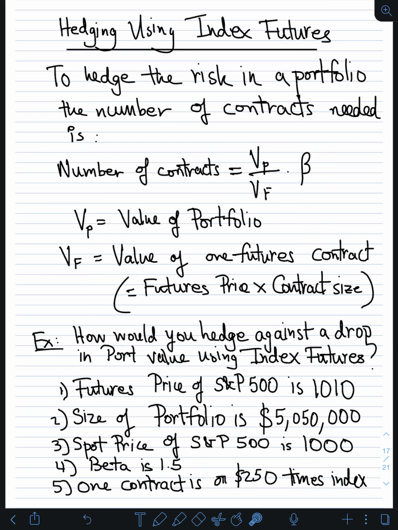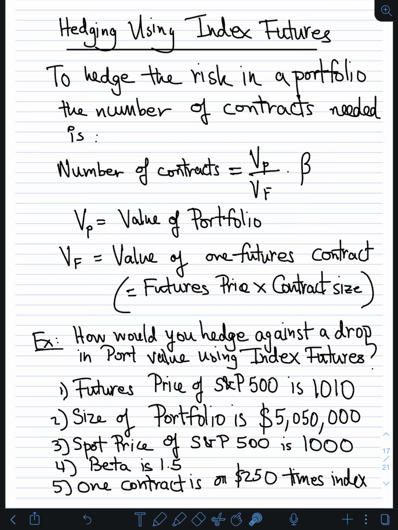Okay, so VP is the value of the portfolio. VF is the value of one futures contract. How do we find the value of one futures contract? We multiply the futures price times the contract size. Okay, multiply that times the beta. So let's dive right in.